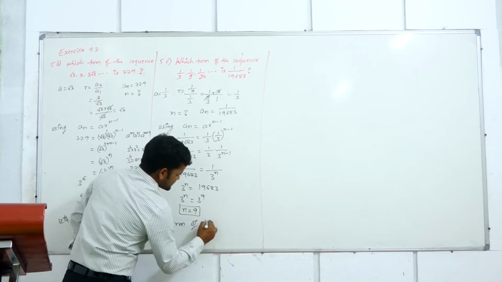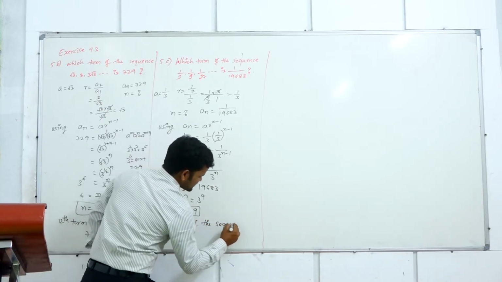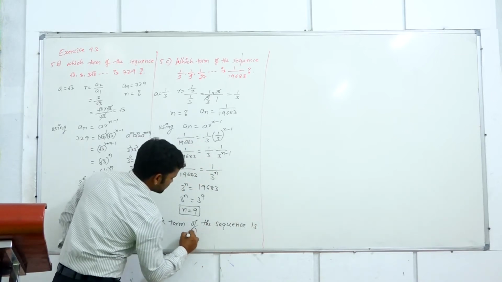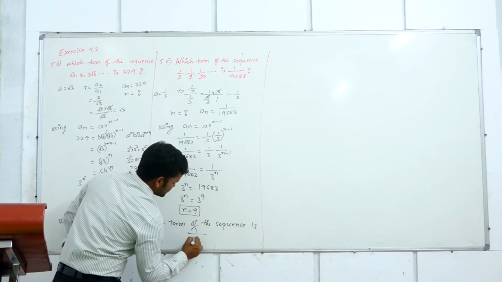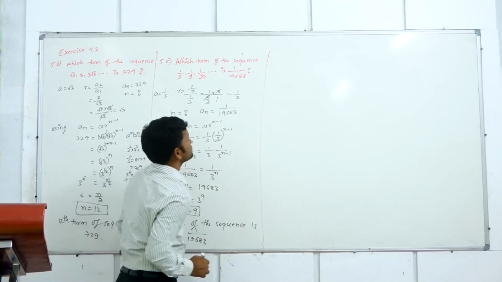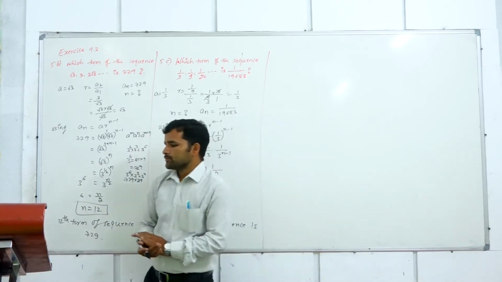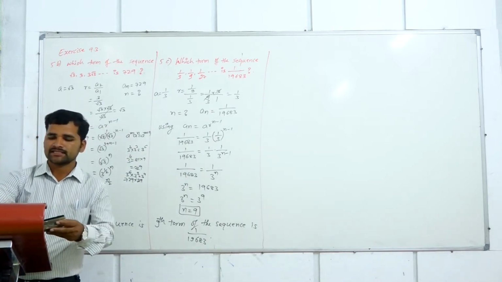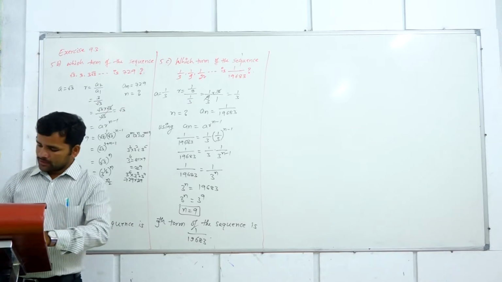Means ninth term of the sequence. Ninth term of the sequence is 1 by 19683. Fine. This is about problem number 5C. Going to problem number 6 in the exercise 9.3.